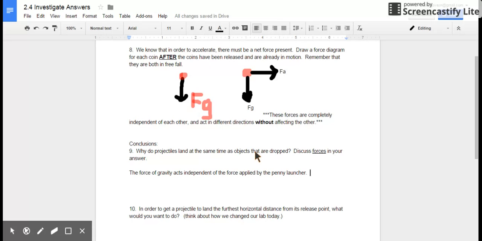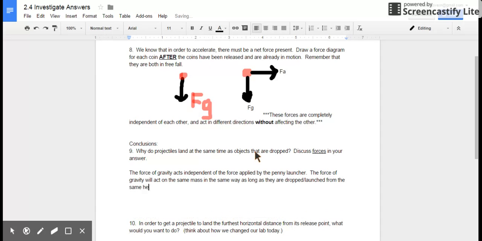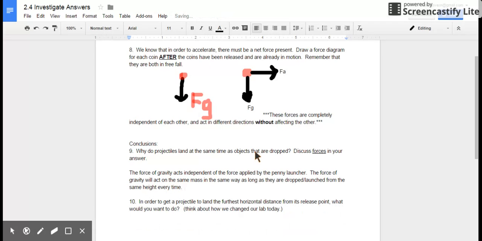So what I want to make sure that you know is that the force of gravity will act on the same mass in the same way as long as they are dropped or launched from the same height every time. So even though there is an extra force applied to the first penny, the second penny, they're still going to act independent of each other. They will still fall at the same rate.